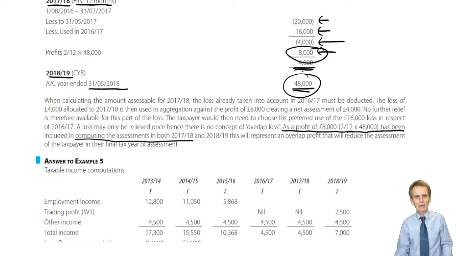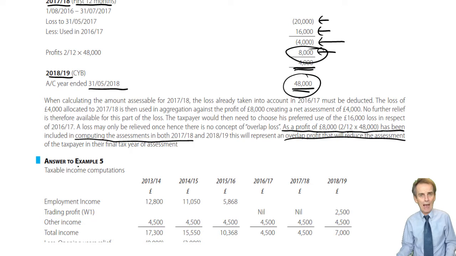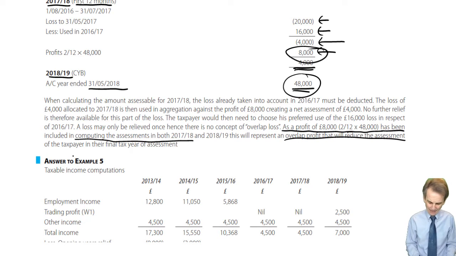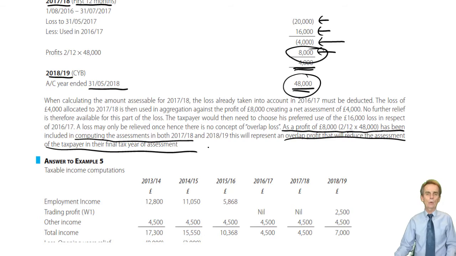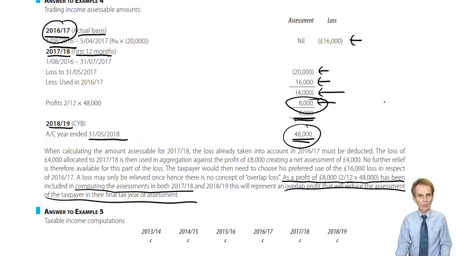We've got an overlap profit. Now, there are no overlap losses, but there is overlap profit, of course. So that overlap profit of £8,000, the figure used in both 17-18 and 18-19, would therefore, as ever with overlap profits, serve to reduce the assessment in the final tax year of assessment. So we were able to establish, using our normal bases of assessment that apply in opening years, what the assessments and what the loss reliefs were in relation to each of those opening tax years, here from 16-17 through to 18-19.